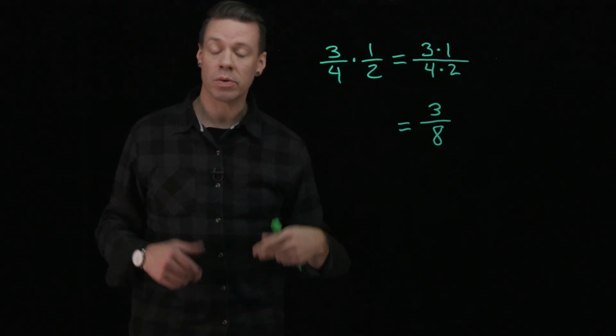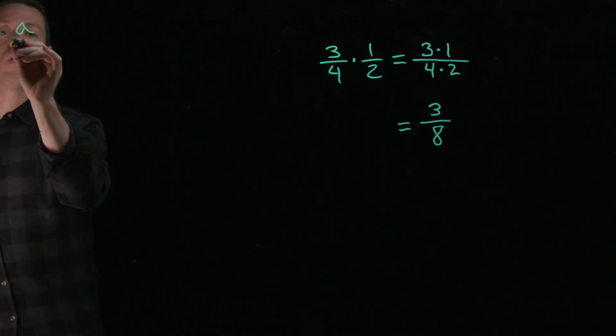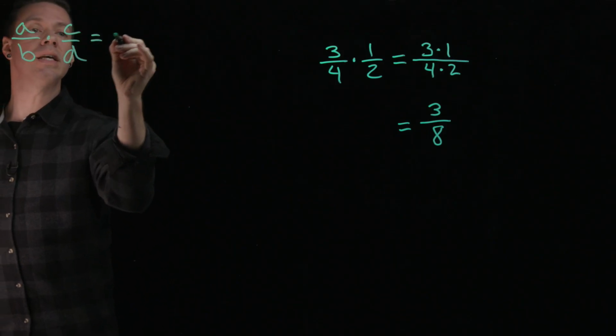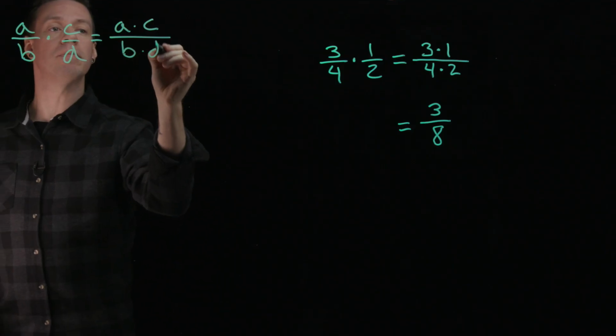And the rule that we want to use throughout the rest of the video is that A over B times C over D is equal to A times C over B times D.